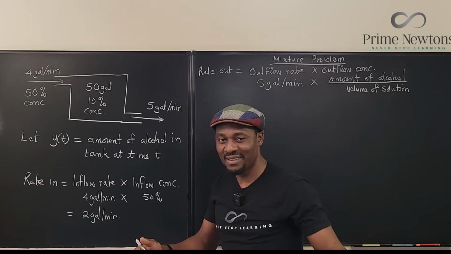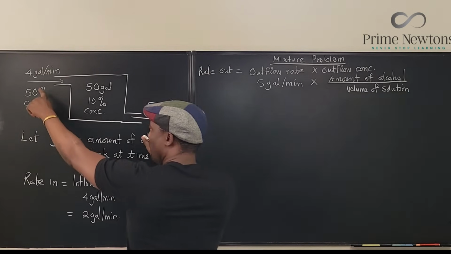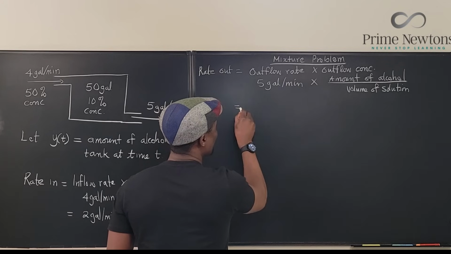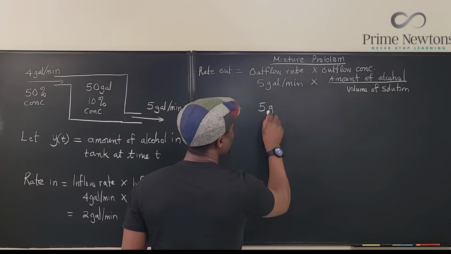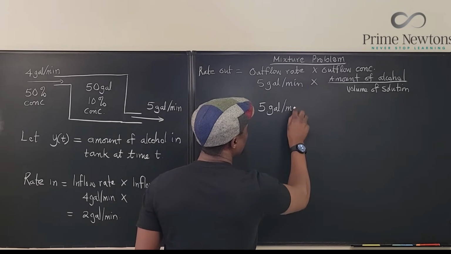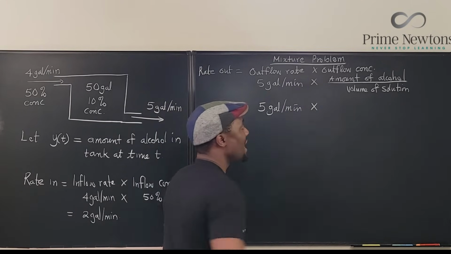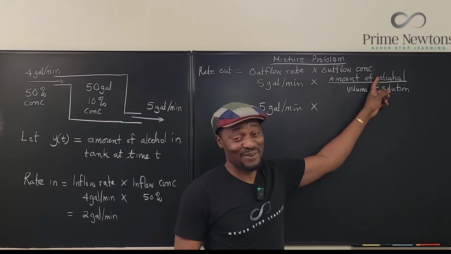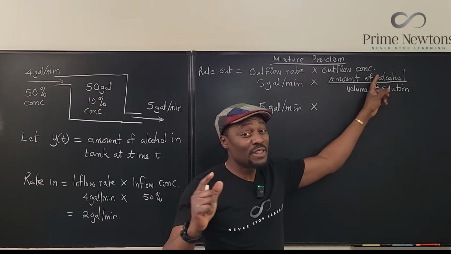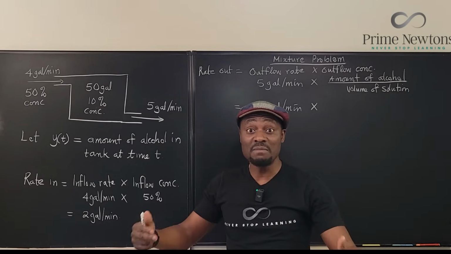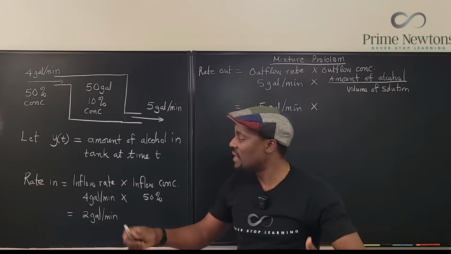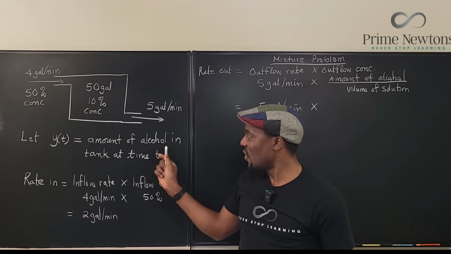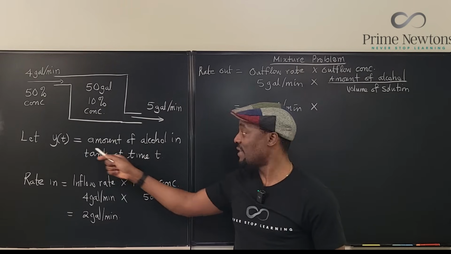Make sense? And this is what is responsible for it. So here we can say this is equal to 5 gallons per minute multiplied by the amount of alcohol in the tank. Remember, we still don't know. But we know what the volume is going to be after t minutes. The amount of alcohol in the tank at any time is y(t).